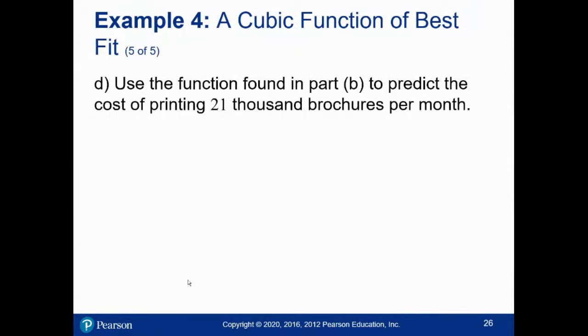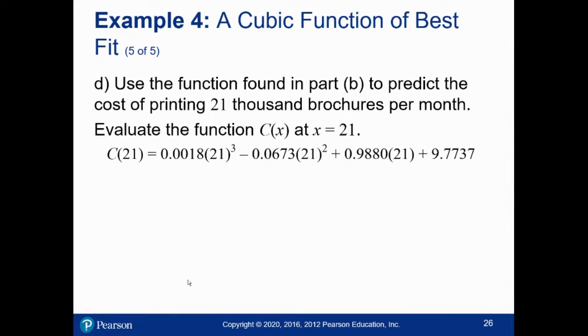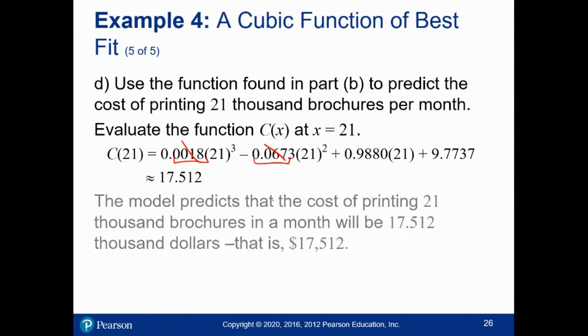But let's go ahead and use that overanalyzed cubic regression to predict the cost of printing 21,000 brochures per month. Well, then you just have to take the function that you've got and plug in 21. Okay, and I just want to point out, again, if we just got rid of these terms, this would not be too far off, because this is so small and this is pretty small. So sure, it predicts that $17,500 will be the cost of printing 21,000 brochures.